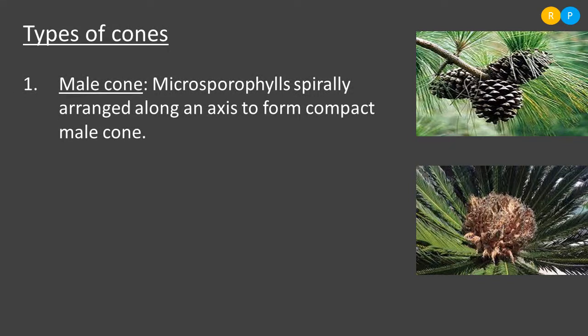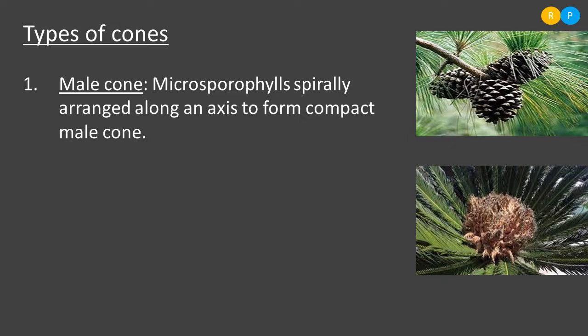So why is it called a male cone? The male cone is formed by specialized leaves, that means modified leaves. Those leaves are called microsporophylls. Clear? So understand the structure of the male cone. The male cone is formed by a specialized leaf, a modified leaf. That name is microsporophyll.